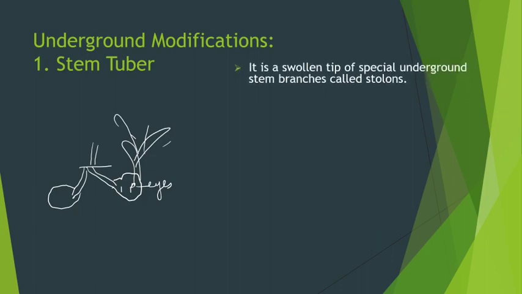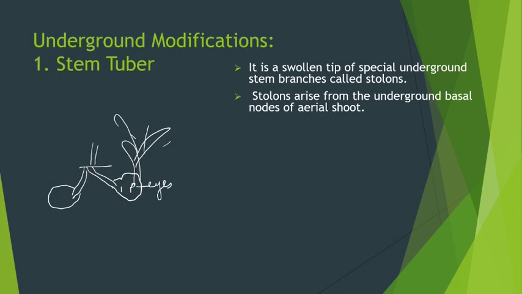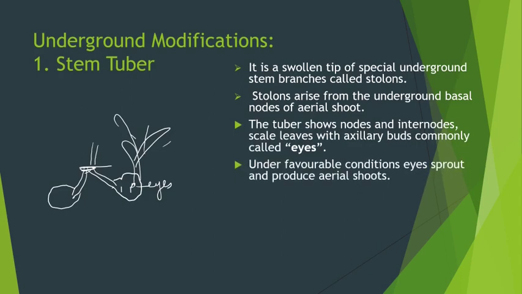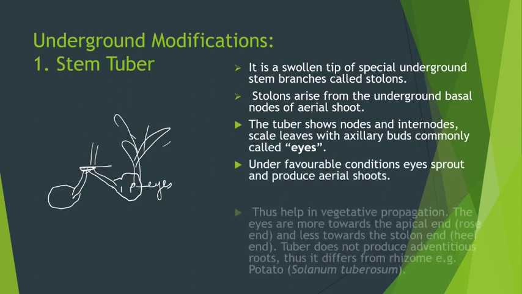So it is a swollen tip of special underground stem branches called stolons. Stolons arise from the underground basal nodes of the aerial shoot. These stolons are arising from the basal shoot only, and they have eyes, which are nothing but the axillary buds. Under favorable conditions, the eyes will sprout up and produce the aerial shoots again.